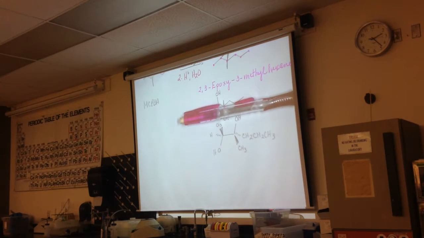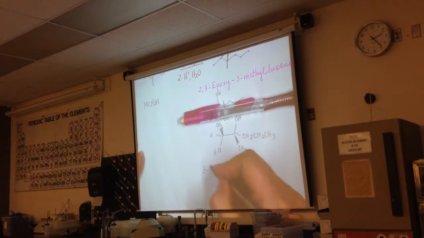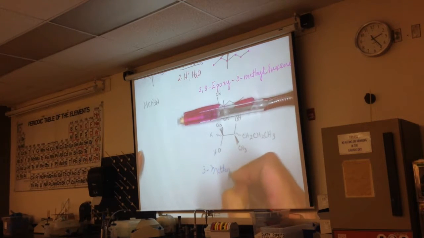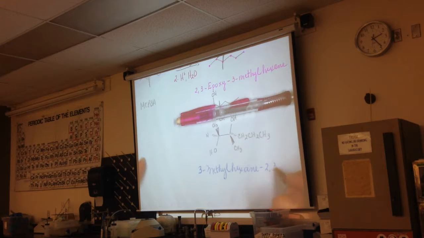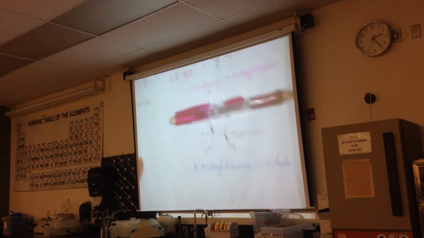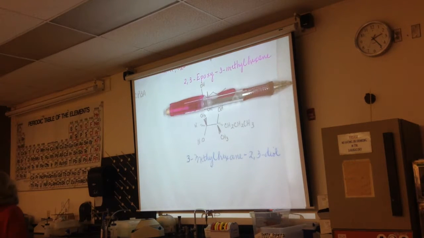If we're naming this guy, how are we going to name it? 3-methyl. Okay, and then? Very good. Hexane, 2,3-diol. Very good. Like that. Okay, and the very last one, which is 2,2,4,3-methyl on that page.